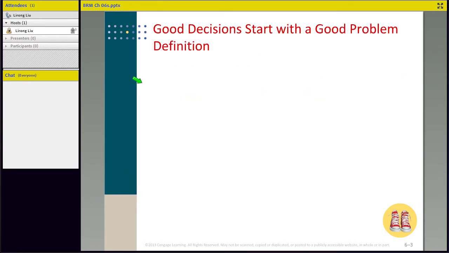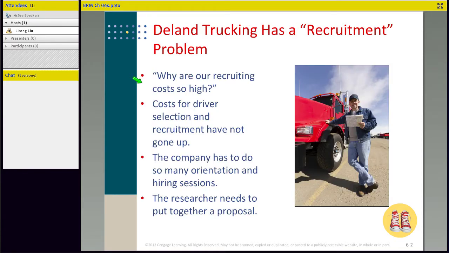Now, when James tries to come up with the research plan, he actually needs to do more planning, or shall we say more information gathering, before he sits down and writes the proposal. So good decisions start with a good problem definition. One of the most important steps is to define the problem, okay? Now, based on what is described so far, it seems like, at least to Dylan, the owner, the problem is the recruitment cost, okay?